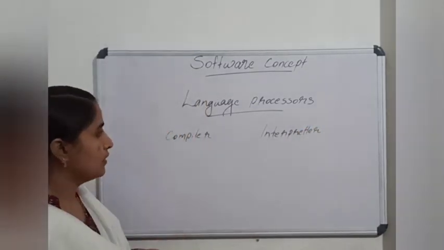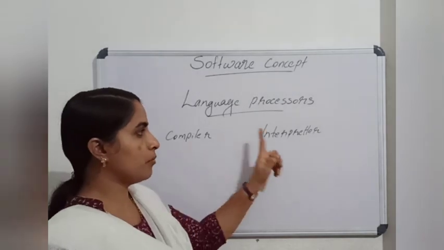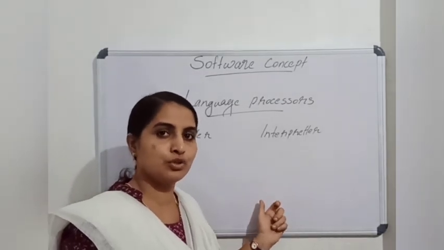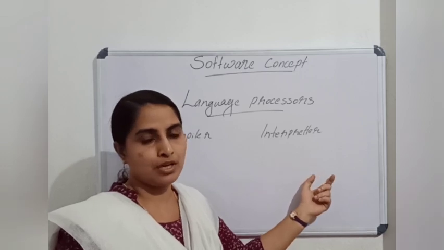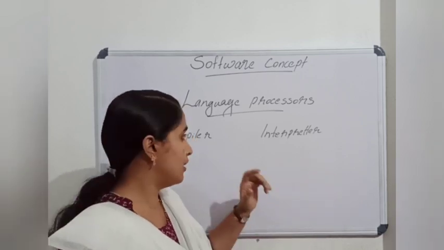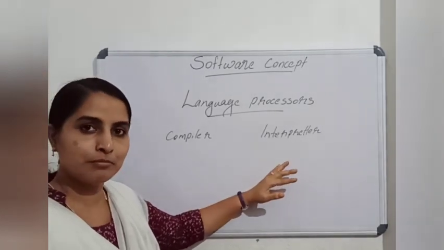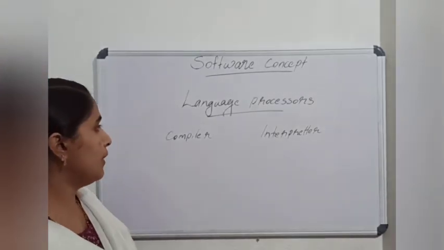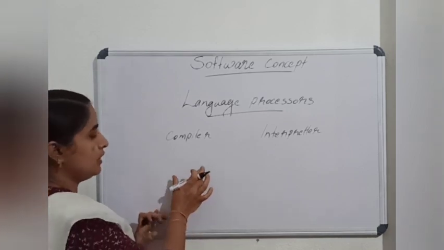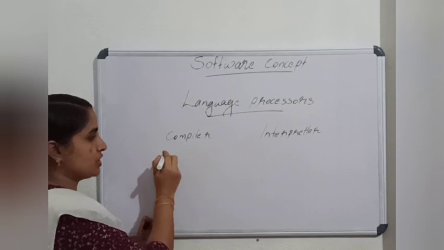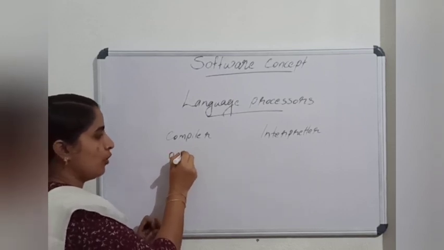What is common for compiler and interpreter? Both are language converters which convert high level language to machine language. The way in which they convert is different. In the compiler's case, it converts the entire high level language to machine language in a single go.